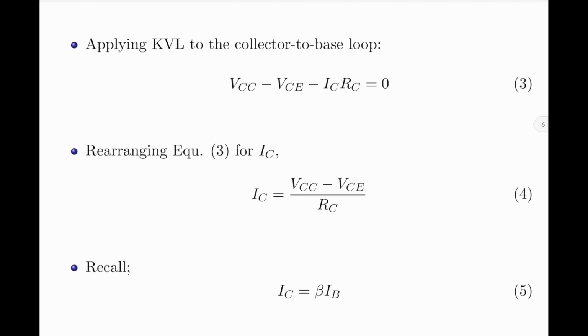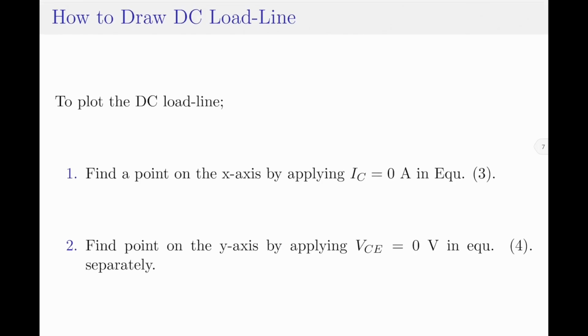Having now found the equations for the input and output currents, let us now learn how to draw the DC load line. To plot the DC load line, we need to find a point on the x-axis by applying IC equal to 0 in equation 3. Let me write equation 3 for your reference here. It is VCC minus VCE minus IC RC equal to 0. So, we need to now substitute IC equal to 0 into this equation and find the value of VCE.